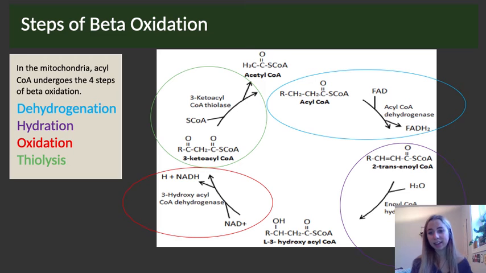So, actually getting into beta oxidation. Once that acetyl-CoA is in the mitochondria, there are 4 steps to the beta oxidation. As you can see, in the blue circle, I have dehydrogenation, hydration, oxidation, and thiolysis. So, there's 4 basic steps to this beta oxidation.